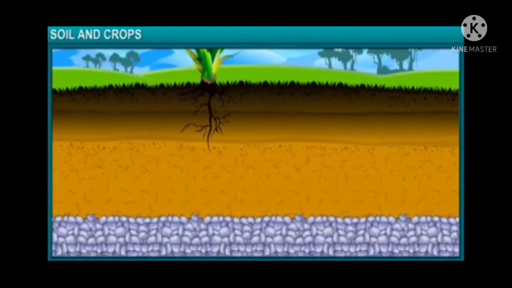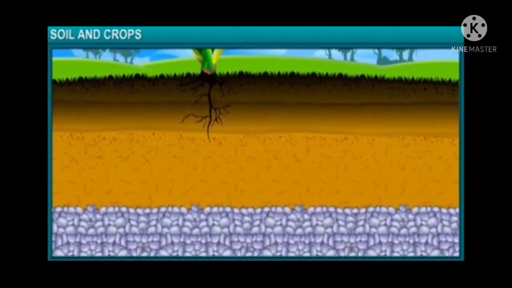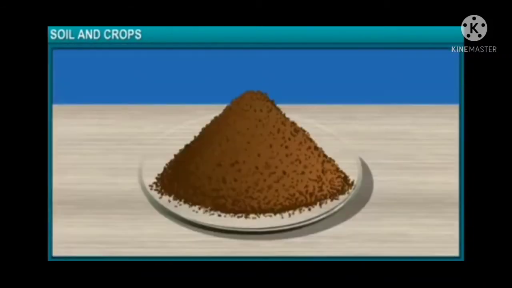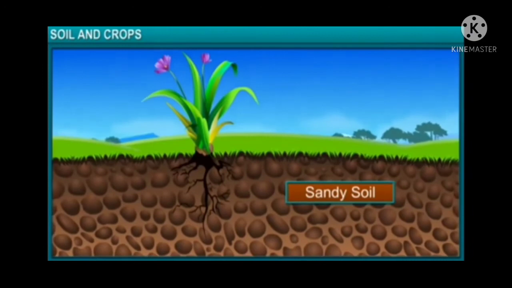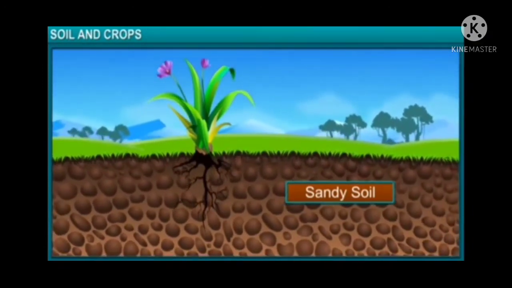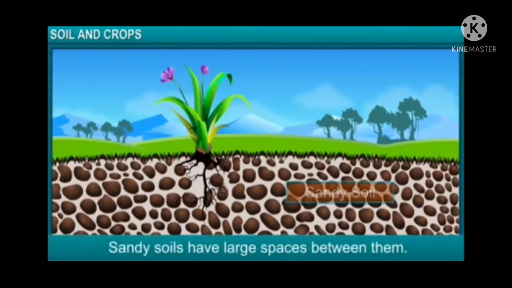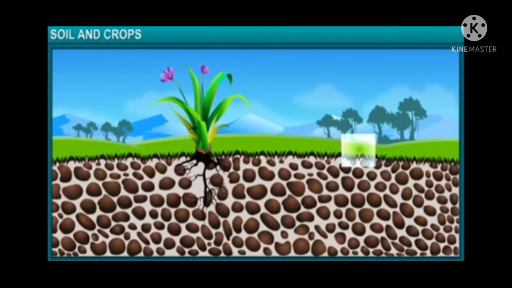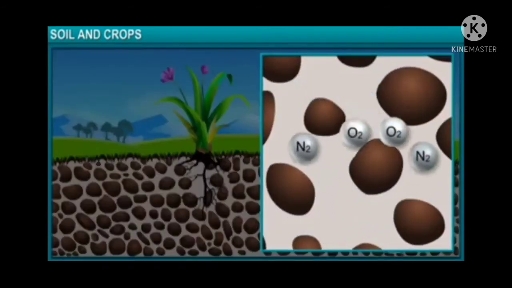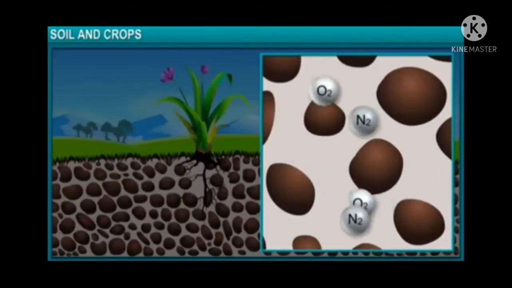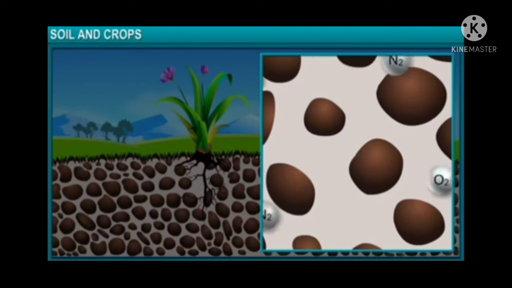If the soil contains greater proportion of bigger particles, it is called sandy soil. Sand particles are quite large. They cannot fit close together. So, there are large spaces between them. These spaces are filled with air. So we can say that sand is well aerated.